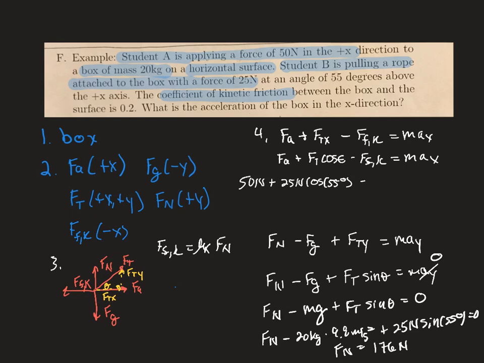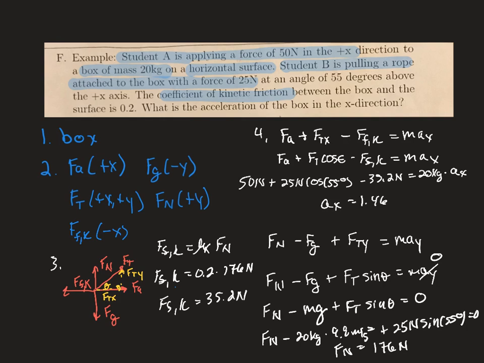So I can then sub it in back over here. Our coefficient given in the problem is 0.2 times 176 newtons. So that is going to equal 35.2 newtons. So we can plug that 35.2 newtons in up here, with 20 kilograms for the mass times acceleration in the x. So acceleration in the x is going to equal 1.46 meters per second squared.